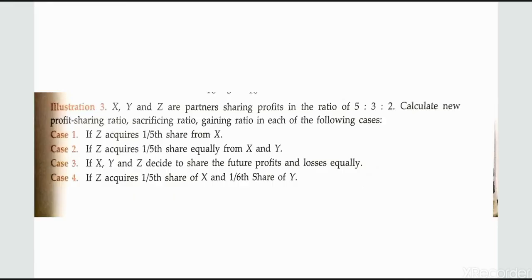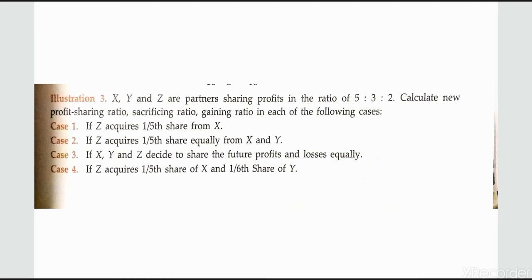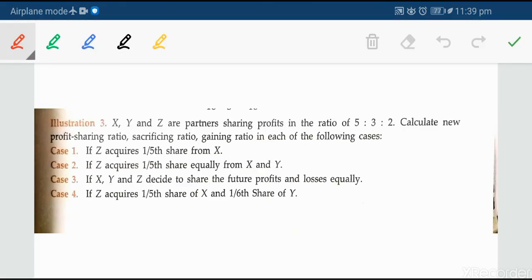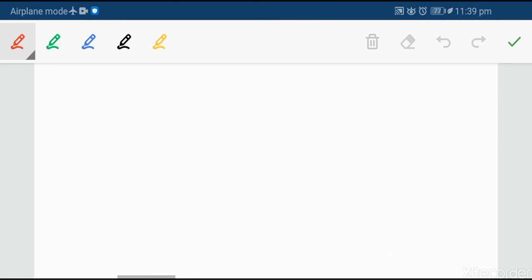Okay, so continuing with case number 3. Case number 3 says X, Y, and Z decided to share future profits and losses equally. Then what will be the gaining and sacrificing ratio of each of the partners? In this case, it is quite simple as compared to case number 1 and case number 2, because the new profit sharing ratio is directly given. So how will we calculate the gaining ratio and sacrificing ratio in this case? Let's go to the solution part.